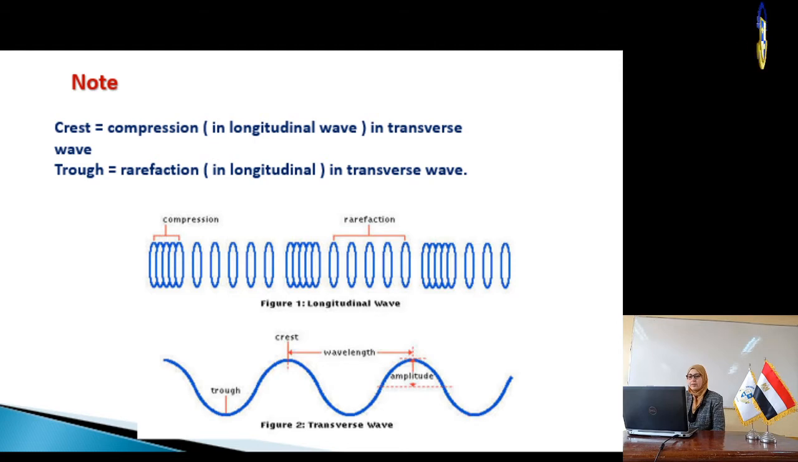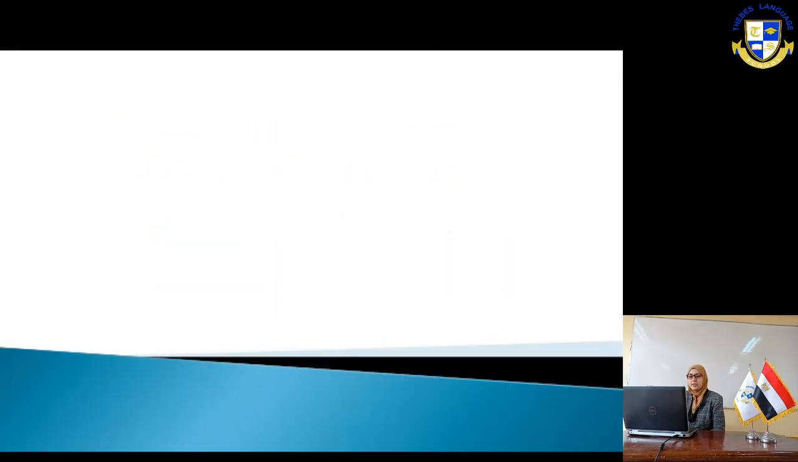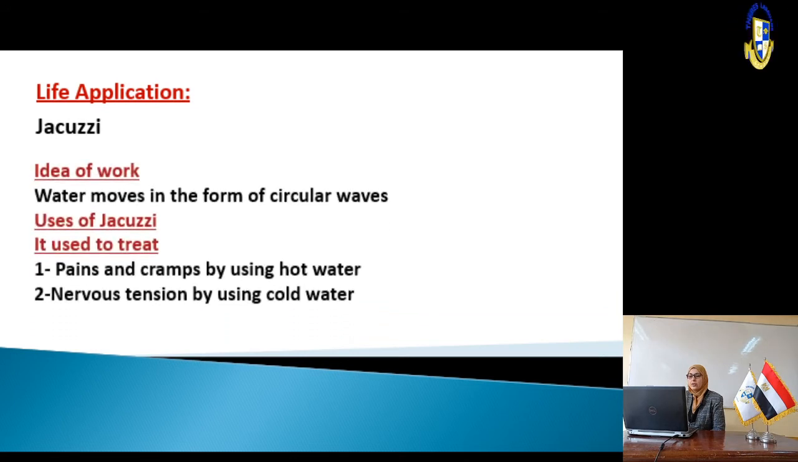Slide number 11. Life application in the jacuzzi. The idea of work: water moves in the form of circular waves. What are the uses of the jacuzzi? It is used to treat pain and cramps by using hot water, and nervous tension by using cold water. So hot water is used for pains and cold water for nervous tension.